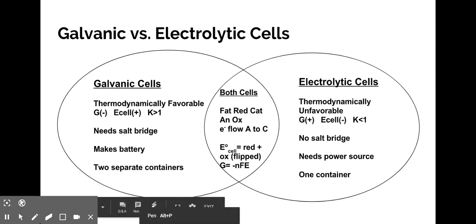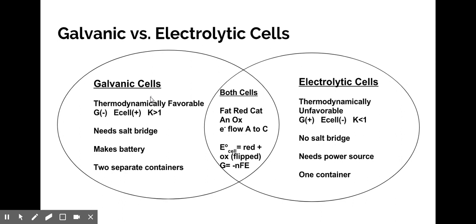This slide right here is discussing the differences between galvanic and electrolytic cells. I know that a lot of you guys are getting some things confused as to what is happening in which cell. All right, so galvanic cells, the main indication that you need to know about these is that they are thermodynamically favorable. Okay, whenever it's asking for you to predict a sign for delta G, E cell, K greater than 1, you have to state this, the fact that galvanic cells are thermodynamically favorable.